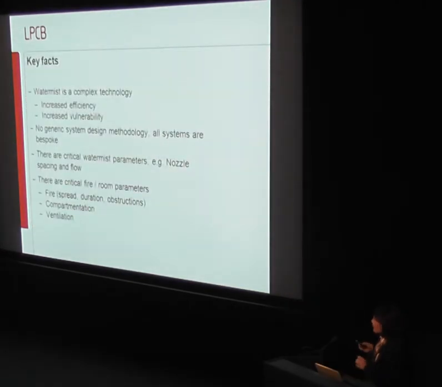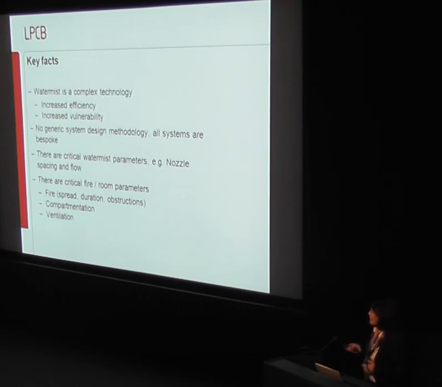So in summary, water mist is a complex technology. What's lovely about it is it's a much more efficient use of water, but it has increased vulnerabilities with this efficient use, in terms of it can be blown away. The nozzle orifices are much smaller, so could be more prone to blocking if you don't get your engineering right. In the industry, there's no generic system design. With sprinklers you have 5mm for an office, 10mm for storage at certain heights. There's no numbering system like that that makes it easy.